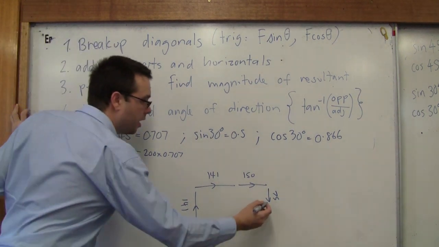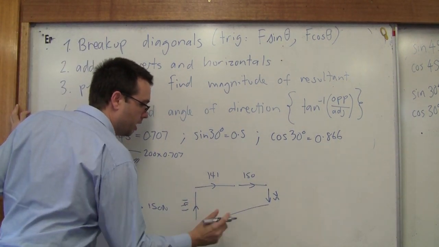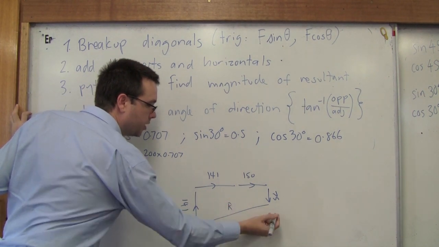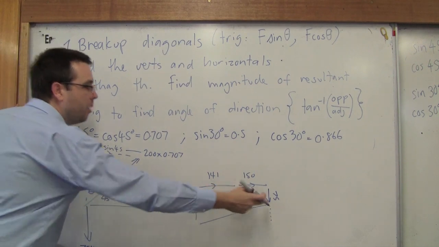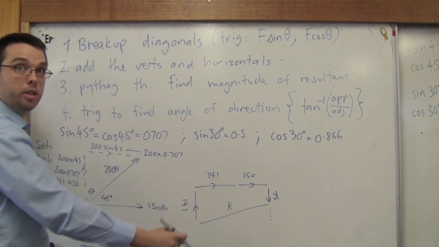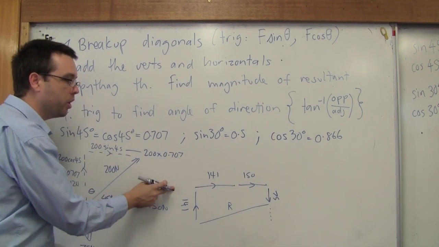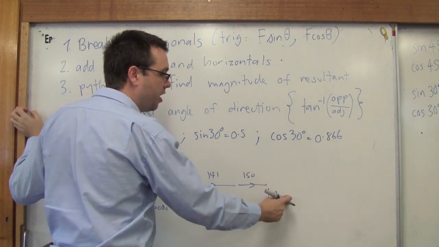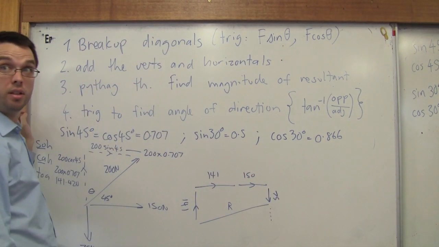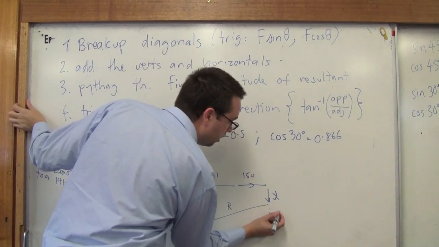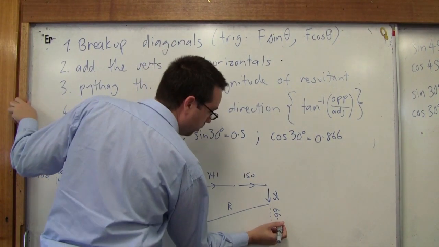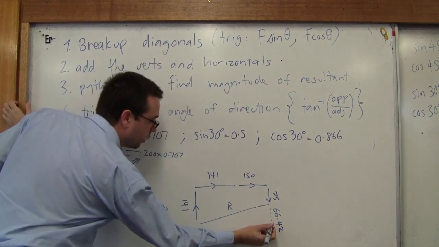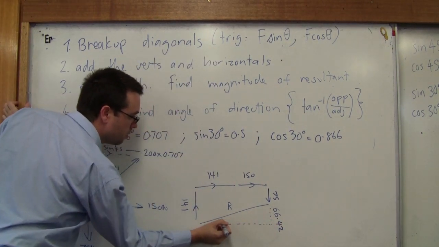Now, this diagonal is our resultant. But what is the value of that resultant? If we went up 141, how much do we need to come down for it to equal 0? We went up 141, we went down 75. How much more do we have to come down? 66.42. Yeah?